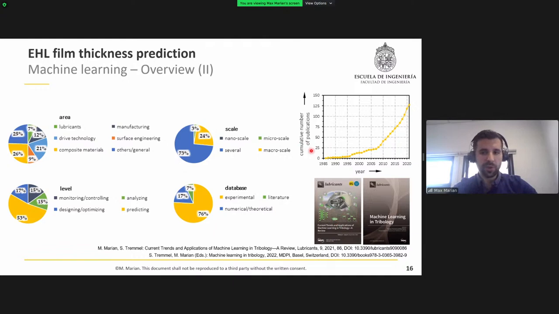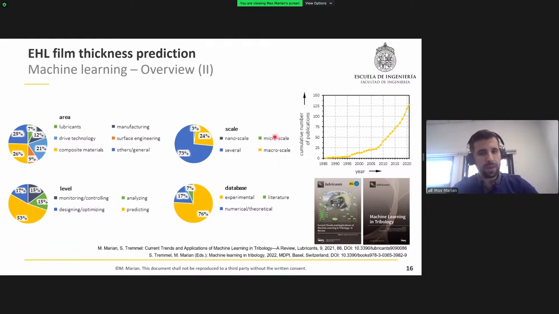There's an increasing number of published research that aims, for example, at monitoring, controlling, analyzing, designing, optimizing, or predicting tribological systems in various fields of application. This can range from lubricant formulation to drive technology, to design of composite materials, to manufacturing or surface engineering. And it does not only cover single scale phenomena, but we can find works on the nanoscale, on the macro scale, as well as micro scale.